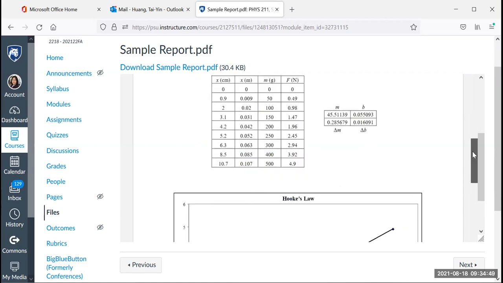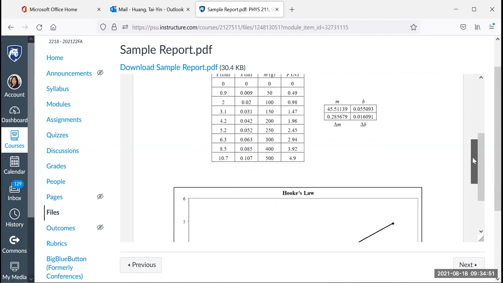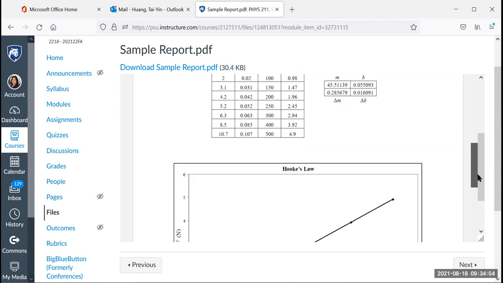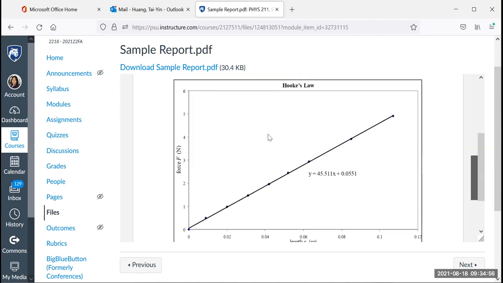And then this is the analyzed data. Usually we will use Excel to analyze data, and then you have your figures. Figures should be well labeled. You have the title, and the suggested title can usually be found in the lab manual. Then you have the axis labels with the appropriate units, and this is the graph, and then you have the line fit equation. Make sure that the line fit equation is well displayed and does not overlap with the data points or the lines.